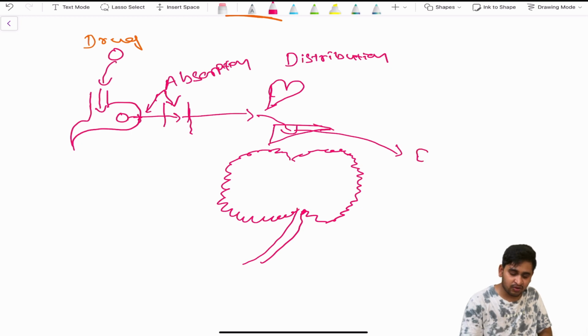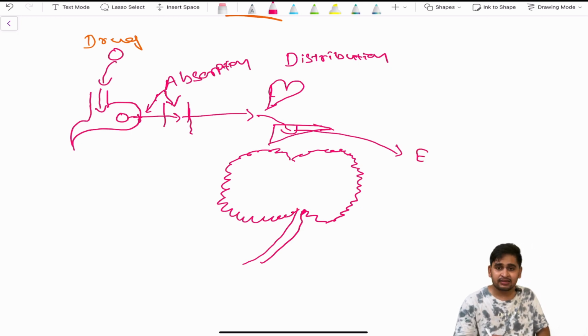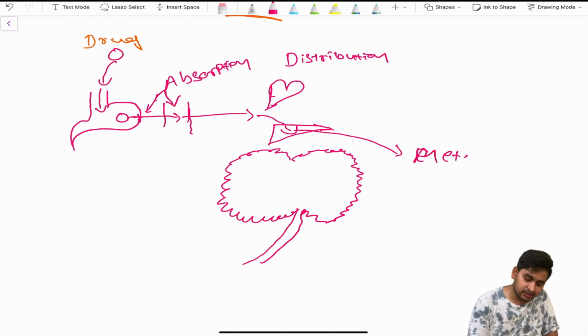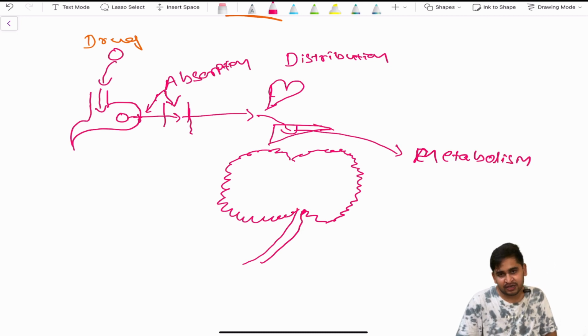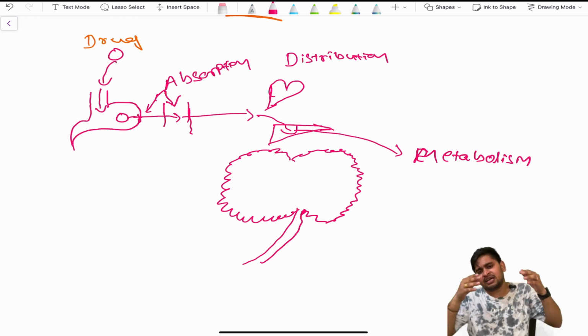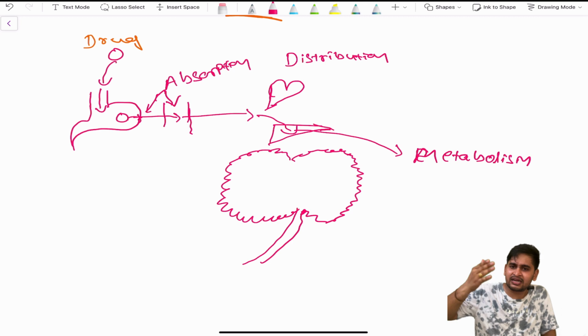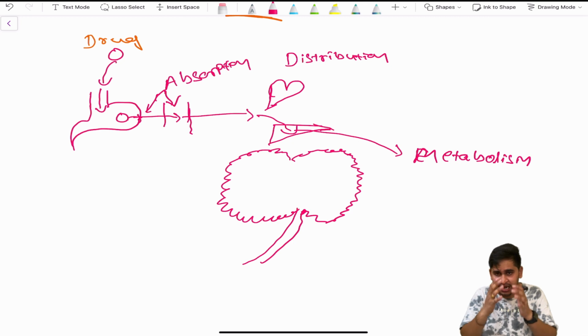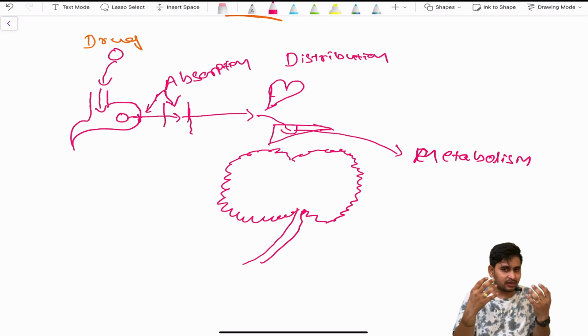this causes elimination, right? This causes the breaking down of the drug, and it is called metabolism. This causes the metabolism of the drugs, clear? In the liver, most of the drugs get metabolized, right? But in blood plasma, there are some drugs which are metabolized within the blood.